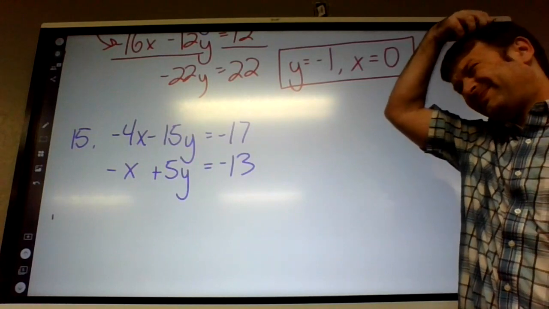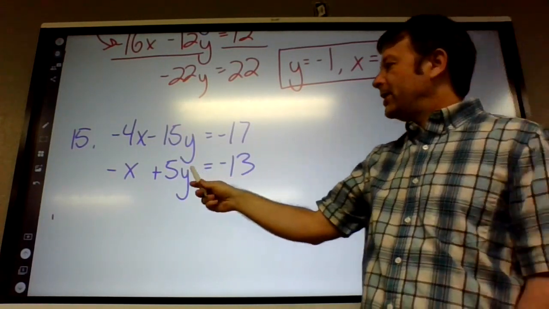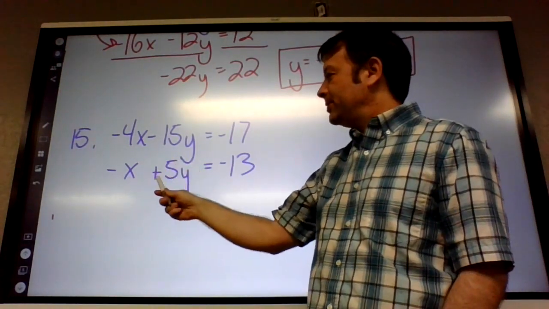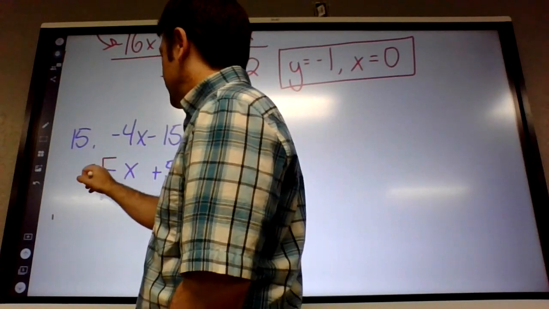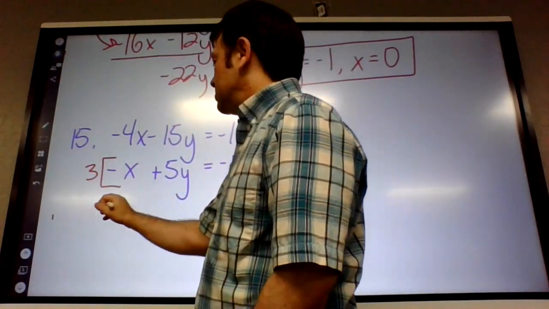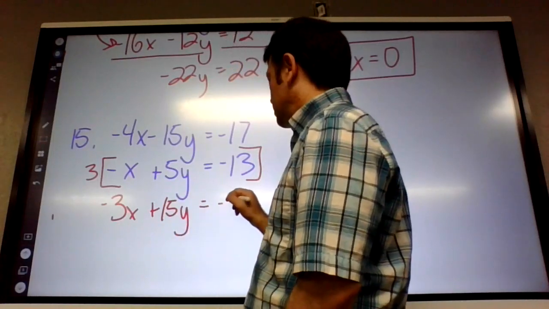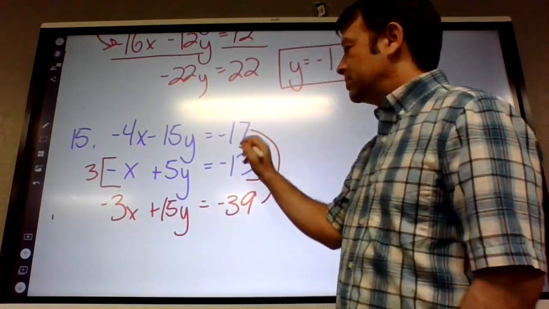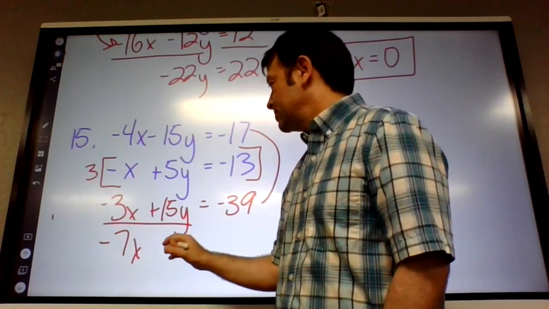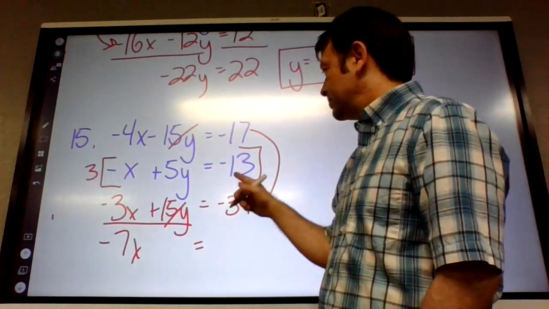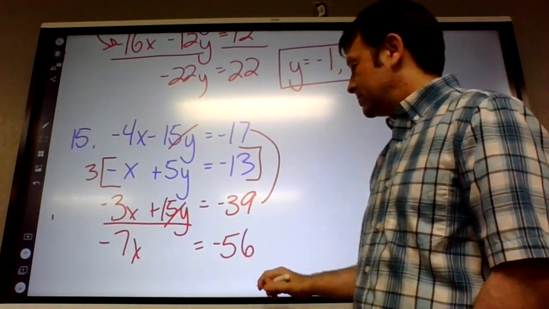Oh, yeah. Let's go with multiply the bottom by 3. Okay, if we multiply this by 3, it'll turn into 15, which would cancel out with the top y's. So those two added together, negative 4, negative 3 make negative 7x. The y's cancel out. It's negative 17 minus 39, negative 56.